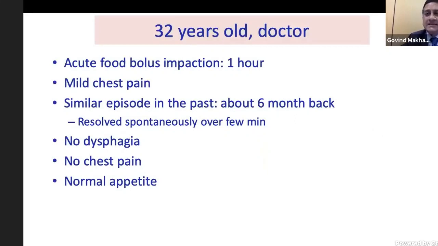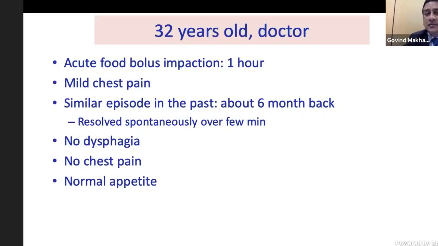So let me start with a case. We have a colleague of ours, a 32-year-old person, who came to us one fine afternoon on Saturday with a complaint of acute food bolus impaction for 1 hour. He also had chest pain. He had one similar episode about 6 months back, which resolved within a few minutes. He had no dysphagia in between, no chest pain, and he had a normal appetite.